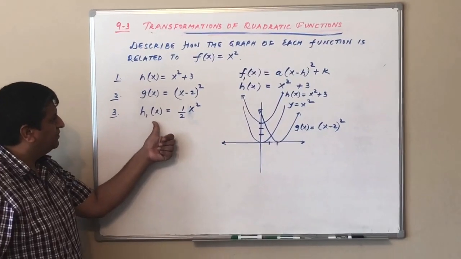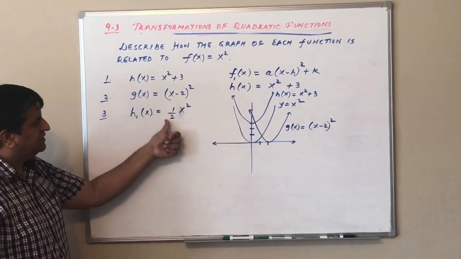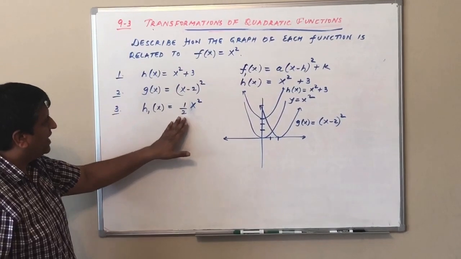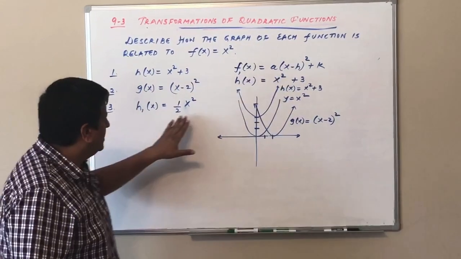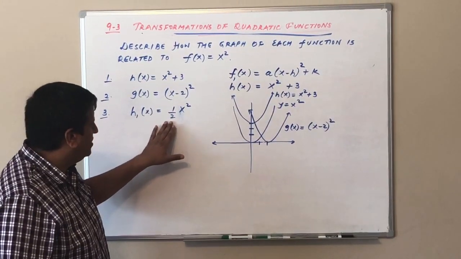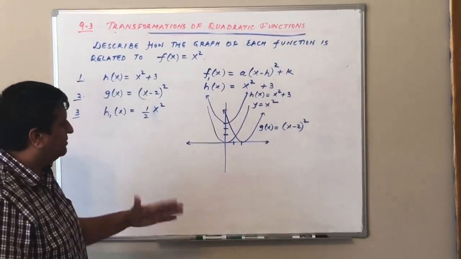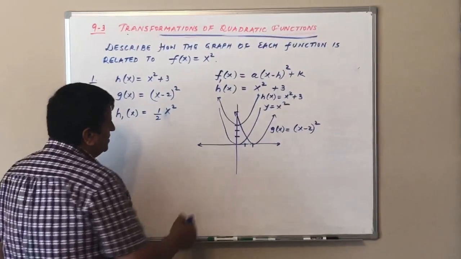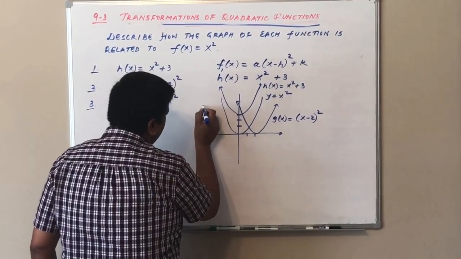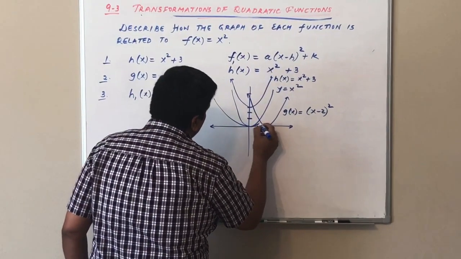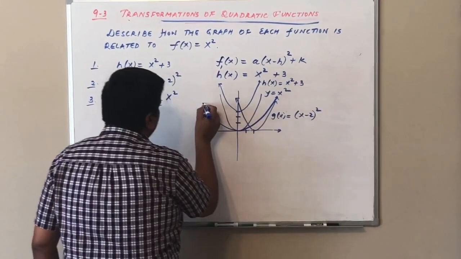The third one, since the absolute value of a is between 0 and 1, this graph is going to compress vertically. That means it's going to become wider. So this graph is going to become wider than the parent function.